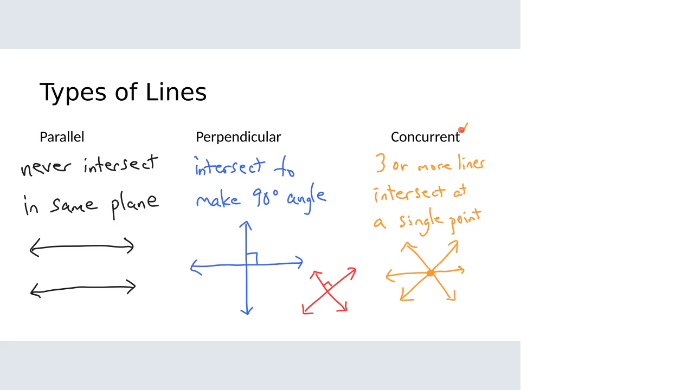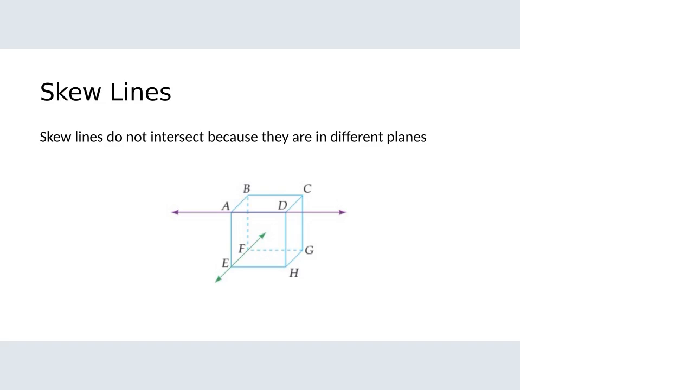One other type of line that we're going to look at may be new for you. It's the reason that we mention that parallel lines have to be in the same plane, and they're called skew lines. Skew lines do not intersect. That's an important part of skew lines, but it's not because they're parallel. Parallel lines are in the same plane, and they just happen to never intersect with each other. Skew lines, we wouldn't call them parallel because they're in different planes.